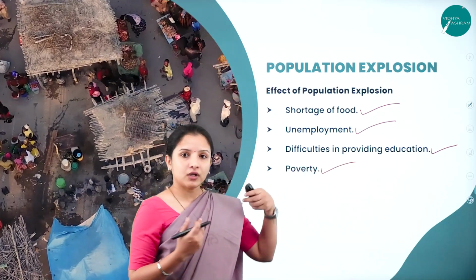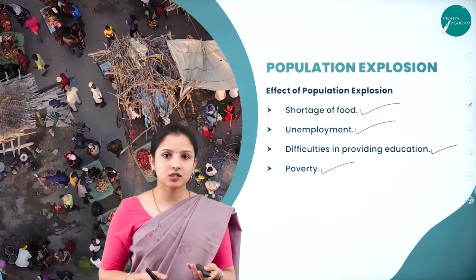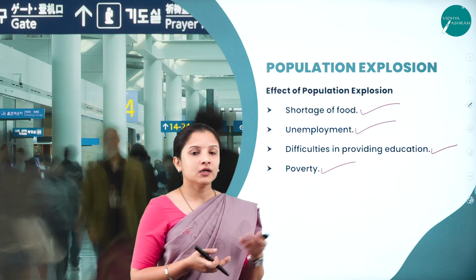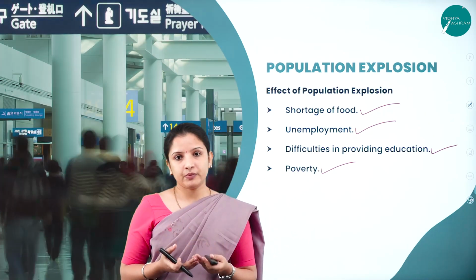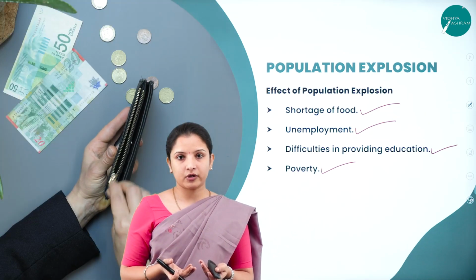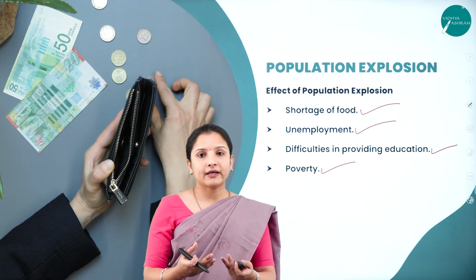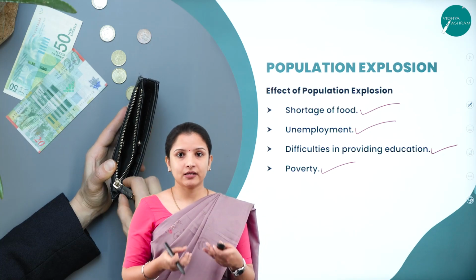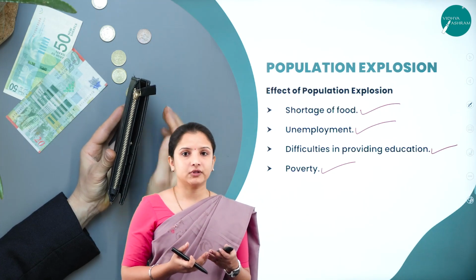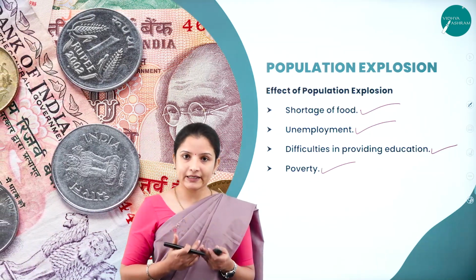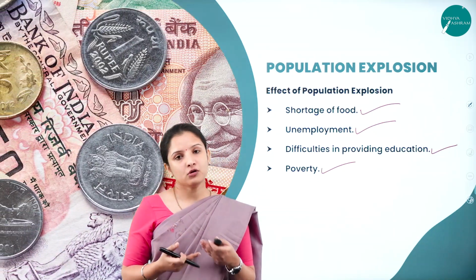If there are more people in a country, if the country's population is more, then the people will be unemployed because the government is not able to provide them the jobs that they need. There is no workload for them. So at that time what happens? Indirectly it will lead to a decline in their income and therefore lead to poverty.